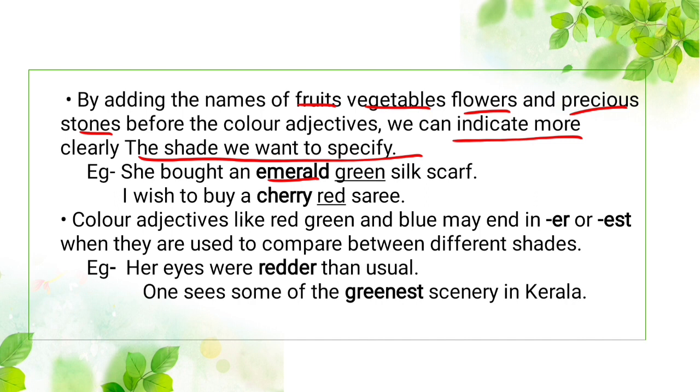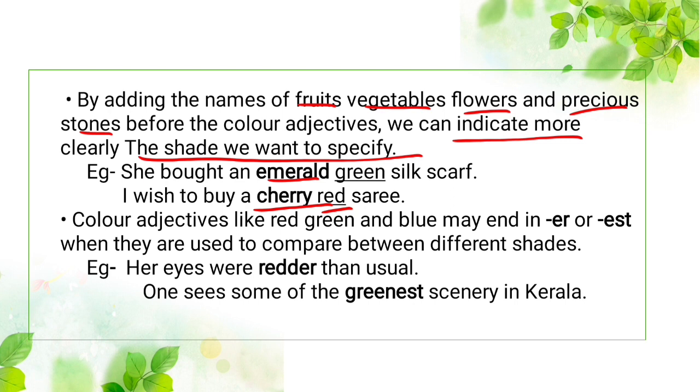Next example is I wish to buy a cherry red sari. Here we can see that the word cherry is the name of a fruit that is used before a color adjective, that is red, to specify the shade we want to mention about the sari.